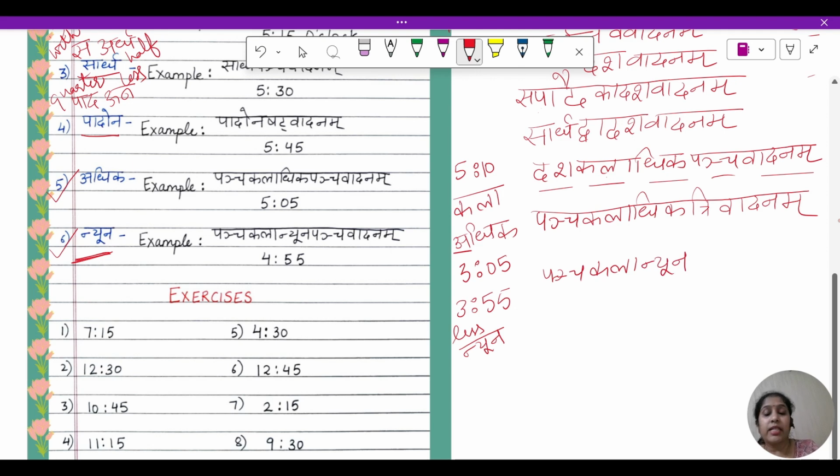And then 5 minutes less than what? 4 o'clock. So we'll be saying chatur vadanam. Correct? Panch kala, 5 minutes. Noon means less. Chatur vadanam means 4 o'clock. So 5 minutes less than 4 o'clock is 3:55. Right? I'm hoping this was clear to all of you.